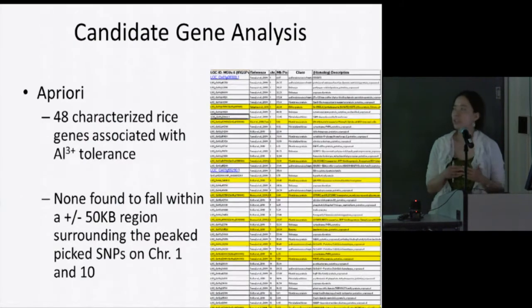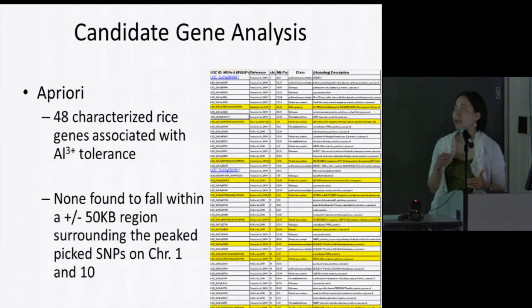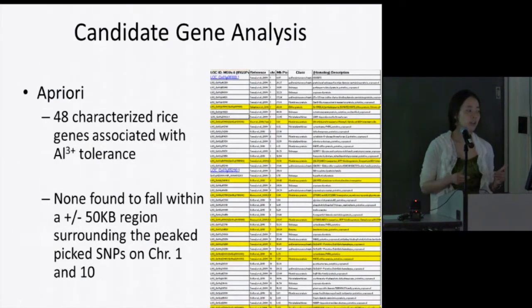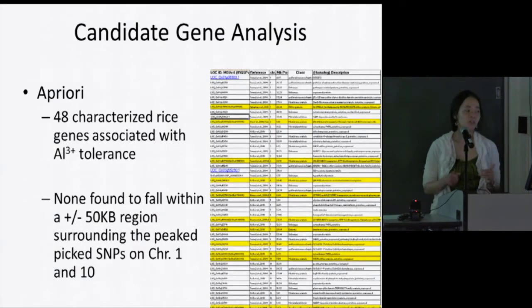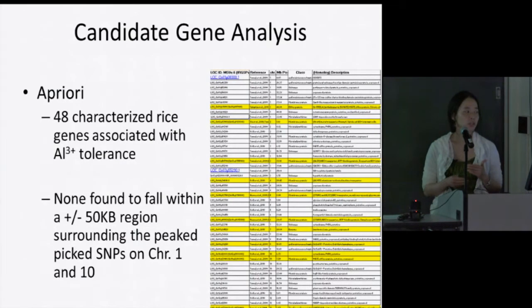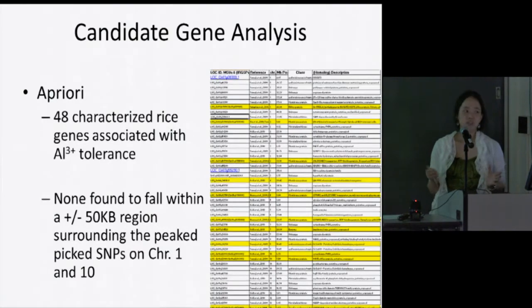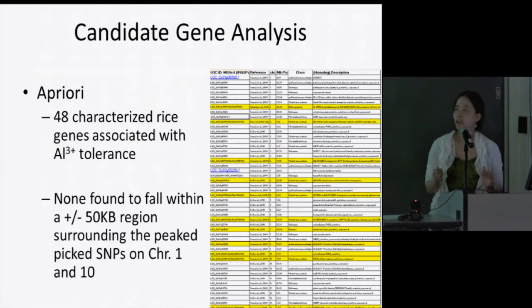So I've taken a two-pronged analysis and done both an a priori and a posteriori approach for looking at the rice genes that have already been cloned and characterized and are associated with aluminum tolerance. But of these 48 genes, none were found to fall within a 100 kb region flanking the peak pick SNP of those two different peaks on chromosome 1 and 10.